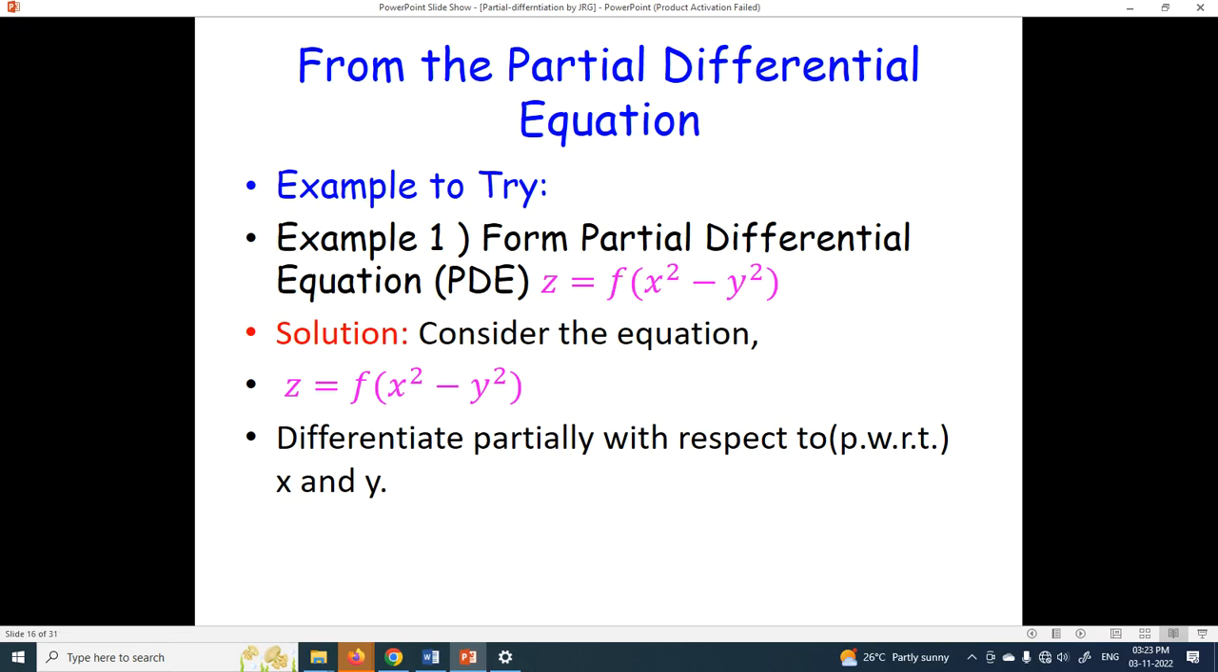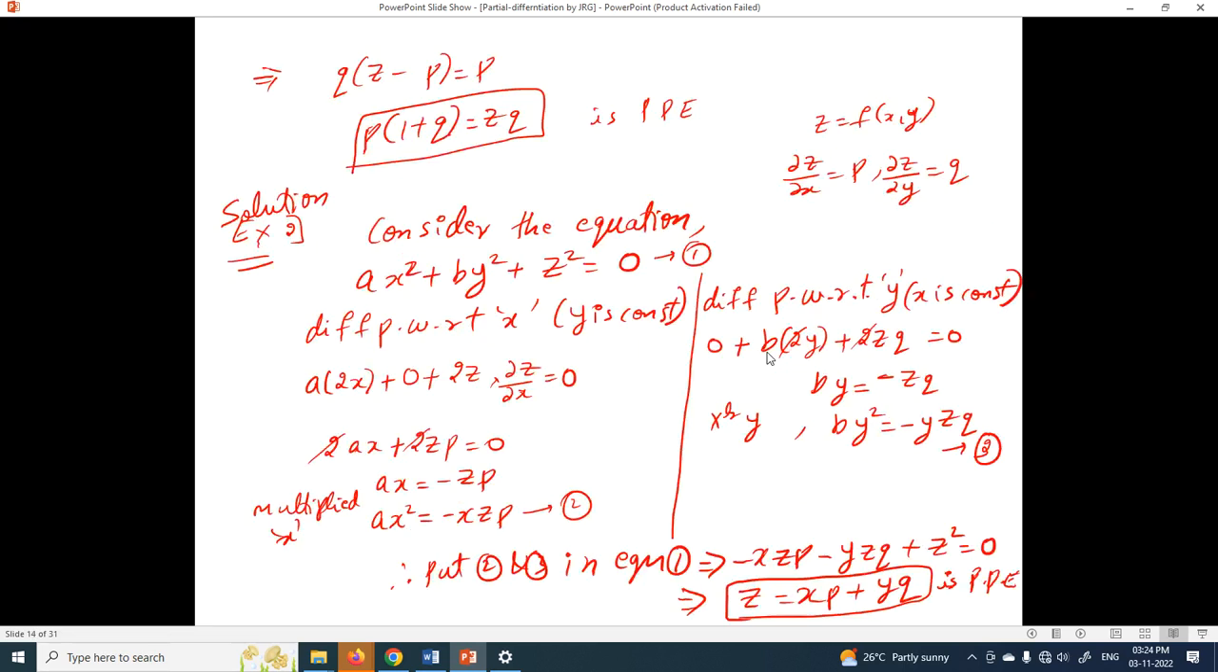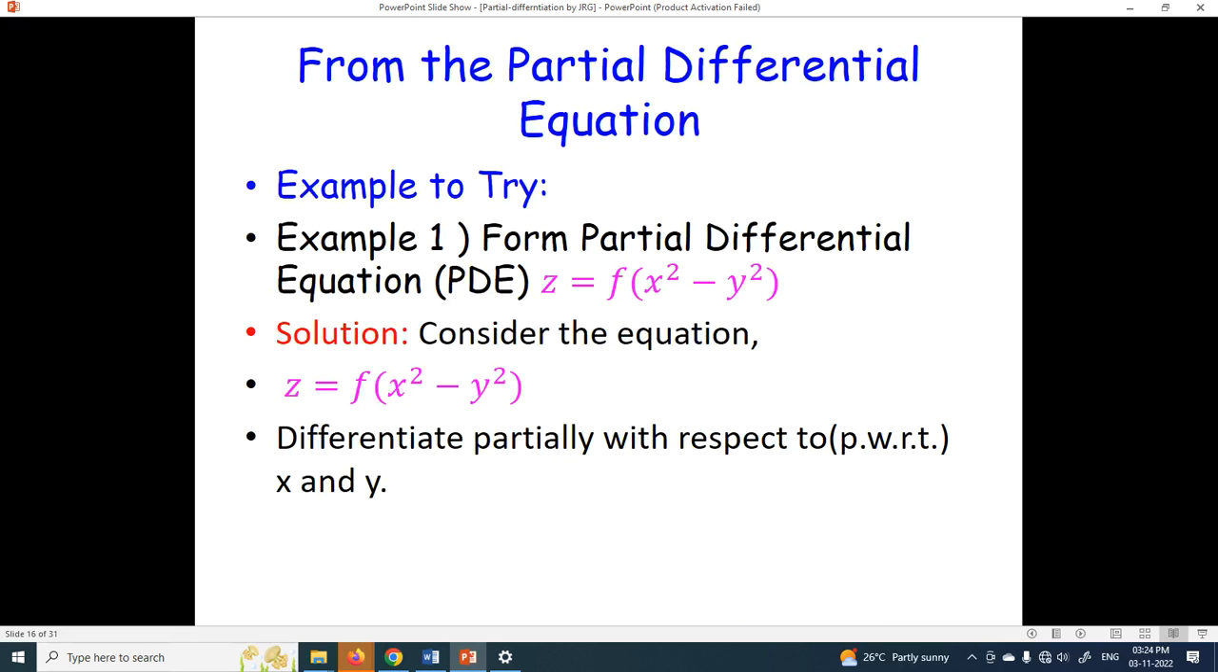So very simple. Then we have seen some more examples with functions. Yes, z is equal to, you can see, f of x square minus y square. The first example, consider the equation, differentiate this partially with respect to x and y. In this example we have taken only simple quadratic equations, and we have eliminated the constant terms.